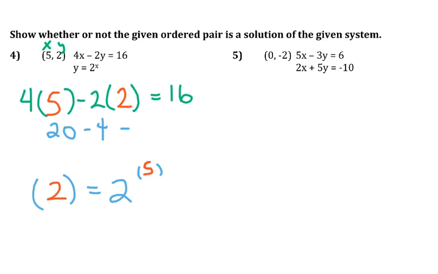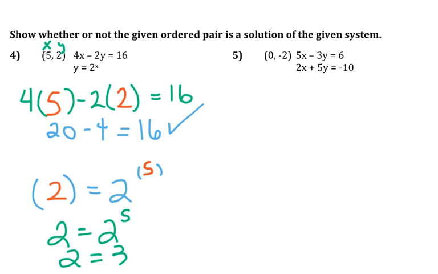So 20 minus 4, that is in fact 16, and so it's true for that one. Then I look at the second one. Is 2 equal to 2 to the 5th power? Well, 2 to the 5th power is actually not equal to 2, it's actually equal to 32. And so since that's not the same, then this is not a solution. 5/2 is not a solution to the system. It can be on one of the lines, but it's not where they intersect.